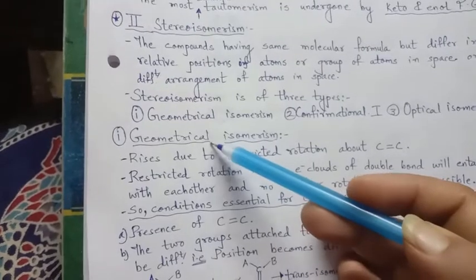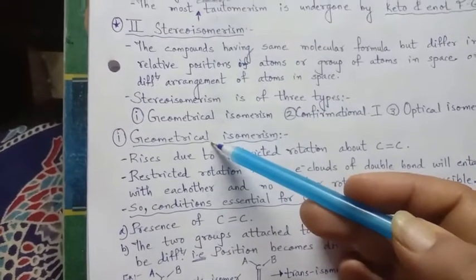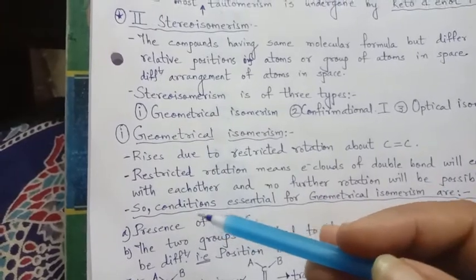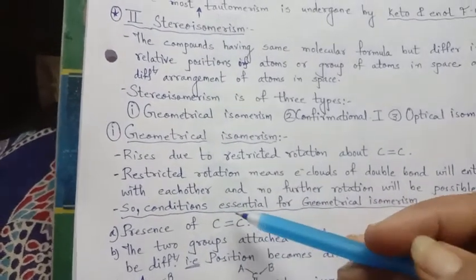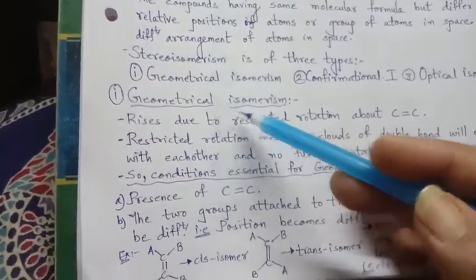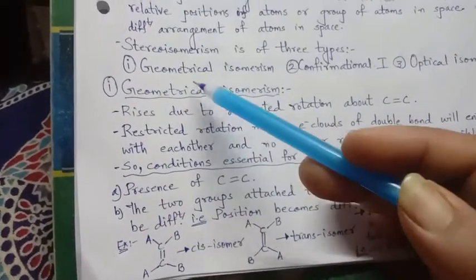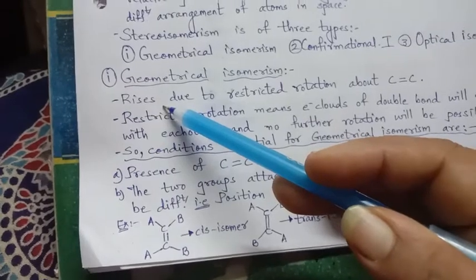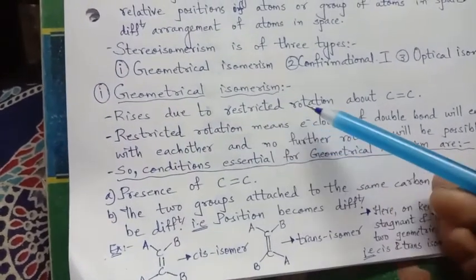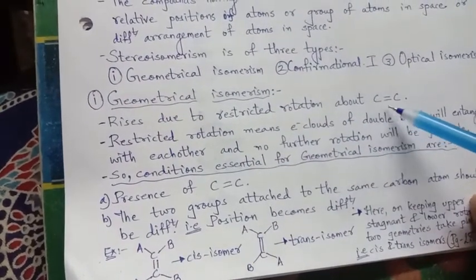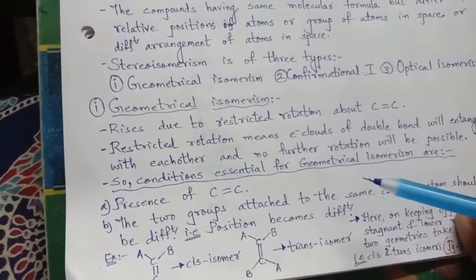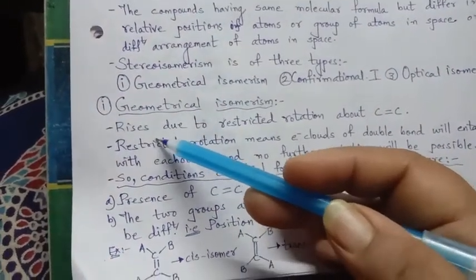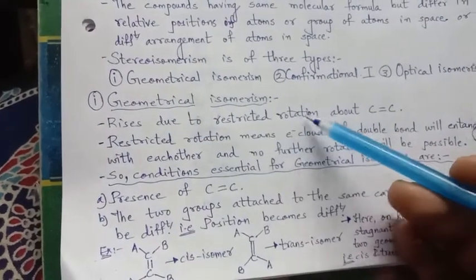That means in what way the structure will differ. What will be the difference in the geometry of the structure? That will be the geometrical isomerism. Geometrical isomerism arises, it takes place due to restricted rotation about carbon double bond carbon. Right? Now, it arises due to restricted rotation.